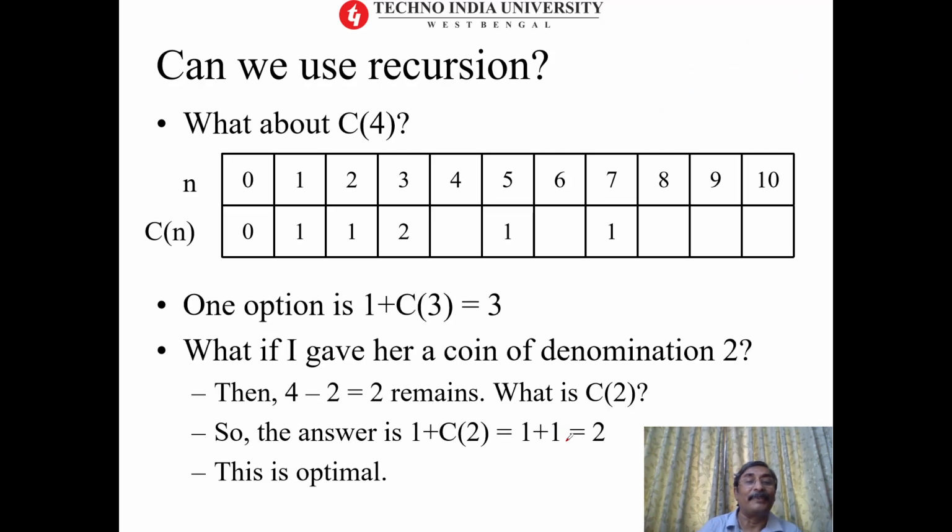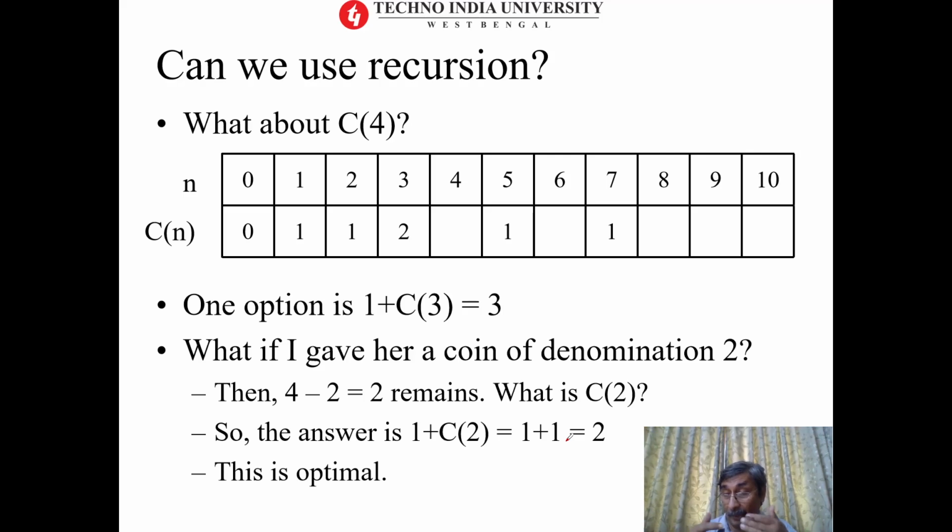So what went wrong? One option is 1 plus C3. What if I gave her a coin of denomination 2? Then 4 minus 2 is 2 remains. What is C2? The answer is 1 plus C2, and 1 plus C2 is 1 plus 1, which is 2. So that is optimal. So I have to try with 1, I have to try with 2, right?